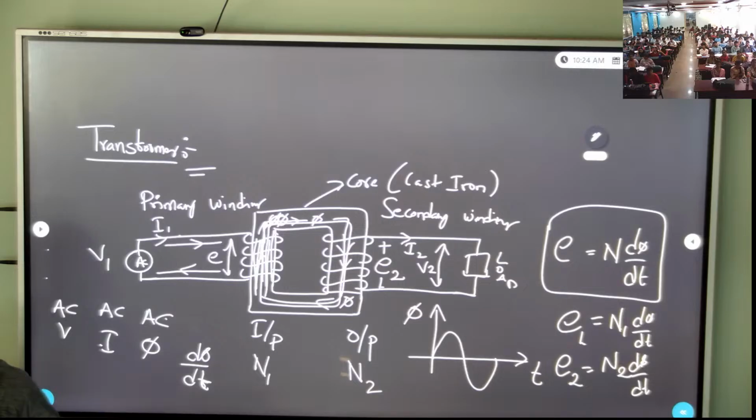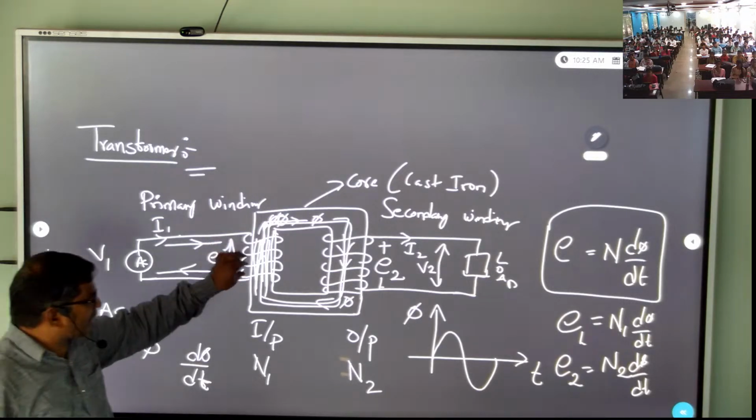Sir, for both formulas, what are the differences here? E1 is equal to N1 d phi by dt. E2 is equal to N2 d phi by dt. In both formulas, what are the different parameters you are having, compared to the first equation and the second equation? The turns are different. Number of turns are different. Here N1 turns are there, N2 turns are there.